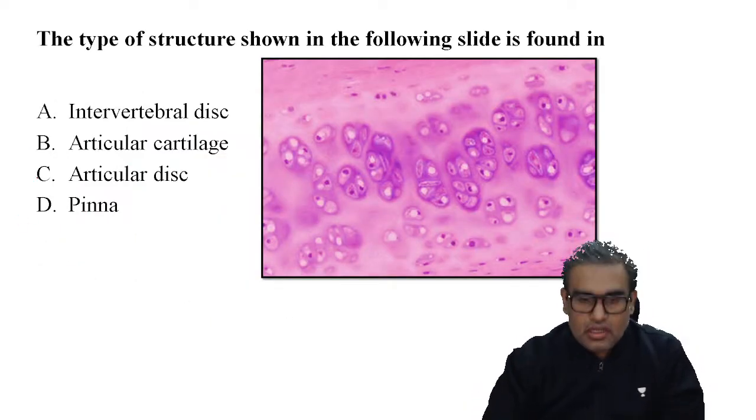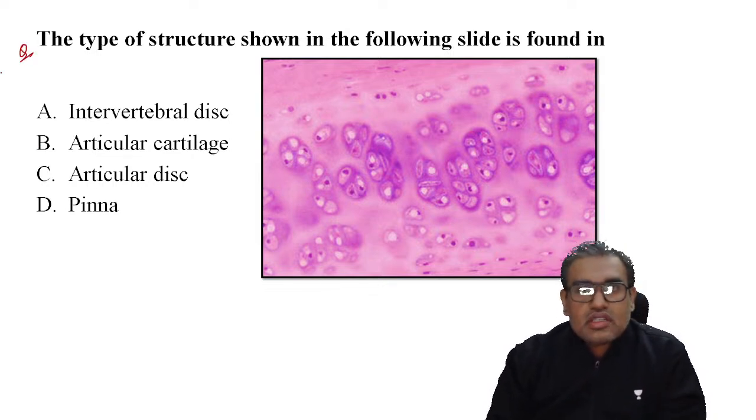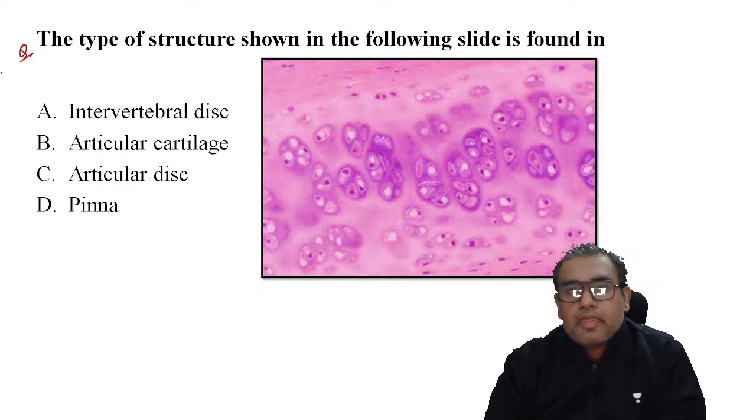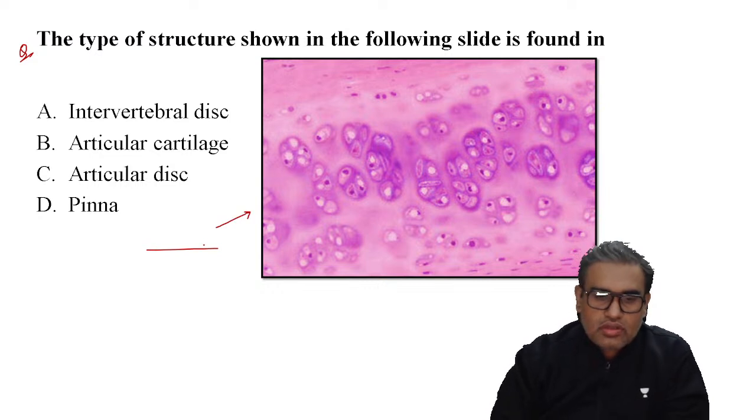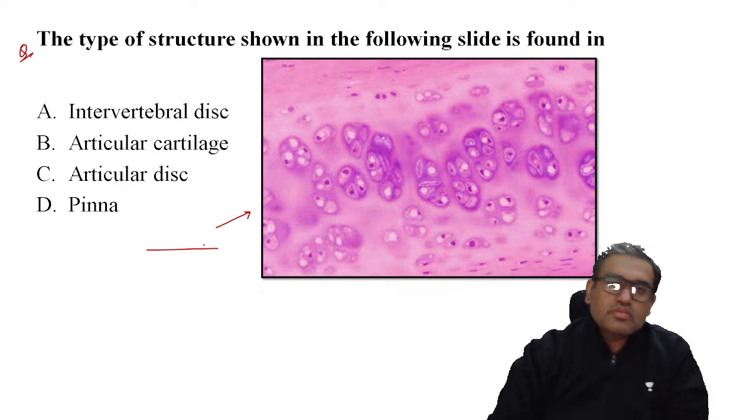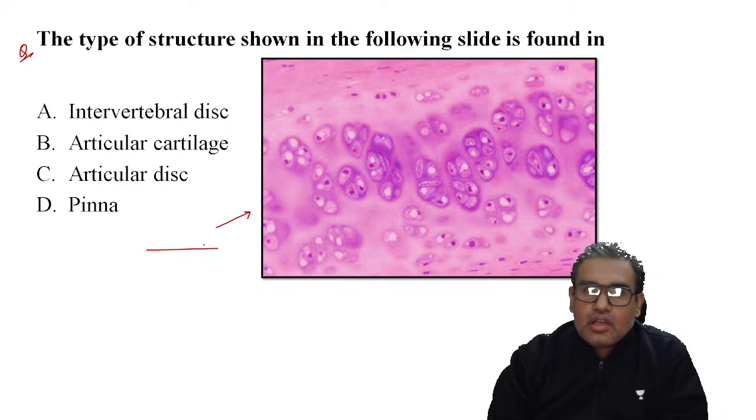चलिए एक और क्वेश्चन करते हैं on the histology perspective. बताइए, the type of the structure shown in the following slide is found in. तो डायग्राम है, ये कहाँ मिलता है? Is it found in the intervertebral disc, articular cartilage, articular disc or pinna? What do you suspect by seeing this? ये क्या है? What is this? What is this over here? बताओ. Which structure is shown over here and where it is found?